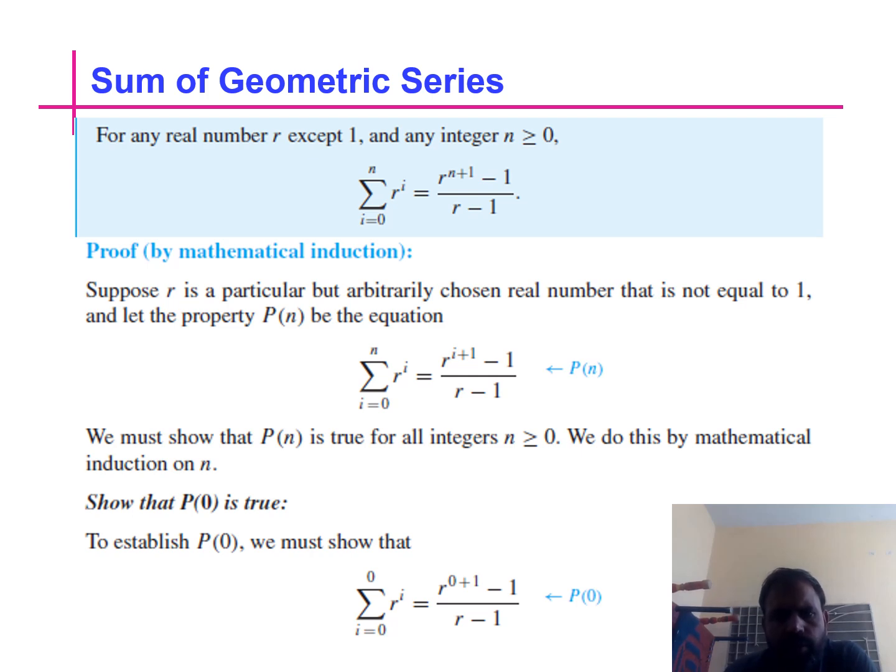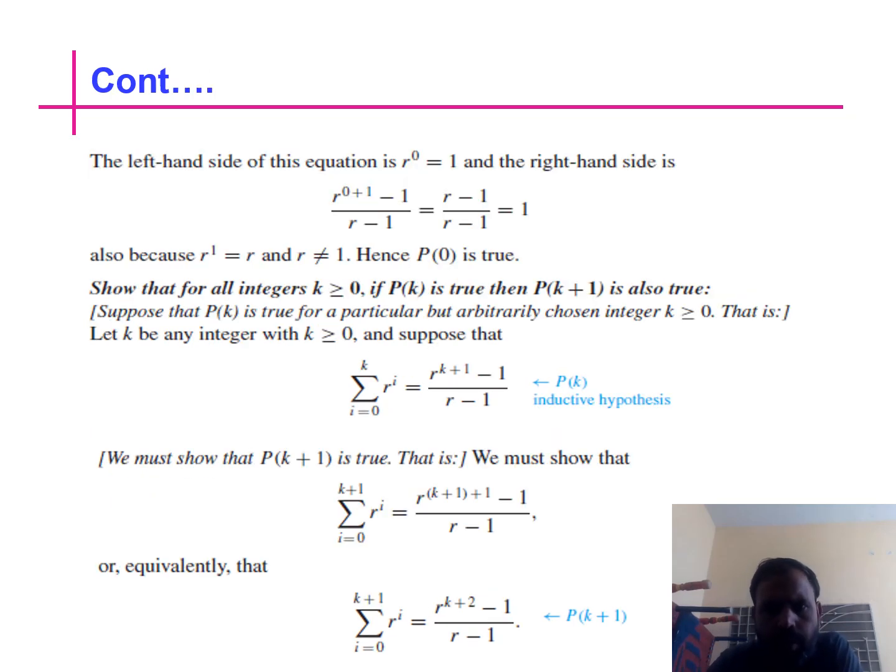We show that p of 0 is true. To establish p of 0, we must show that the summation as i varies from 0 to 0 of r to the i is r to the 0 plus 1 minus 1 over r minus 1, and so this is p of 0. The left hand side of this equation is r to the 0, which is equal to 1, and the right hand side is r to the 0 plus 1 minus 1 over r minus 1, which is r minus 1 over r minus 1, so this is 1. Also, because r to the 1 is equal to r and r is not equal to 1, hence p of 0 is true. We show that for all integers k greater or equal to 0, if p of k is true, then p of k plus 1 is also true.